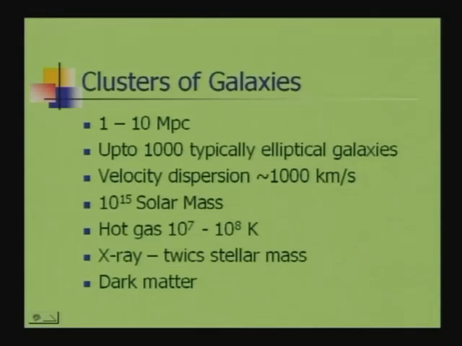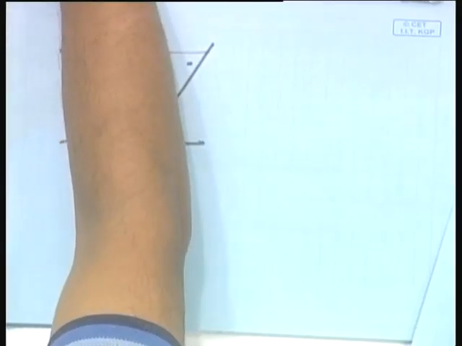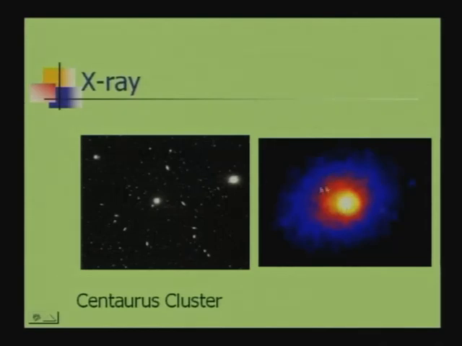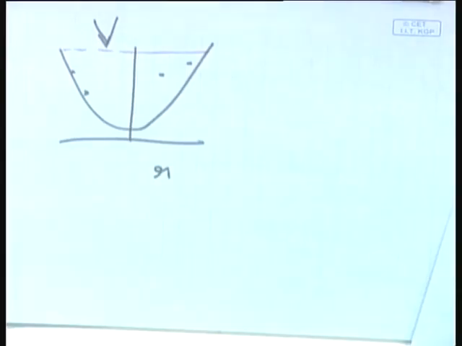The mass that you get for this gas is at least twice the stellar mass. So the mass in the stars is not the dominant visible mass. The mass in the X-ray gas is the most dominant baryonic matter inside this. The mass of this gas that gives the X-ray emission is more than the mass of the stars in these galaxies. But the dark matter is the most dominant component, and the 10 to the power 15 that I have told you is an estimate of the dark matter mass.